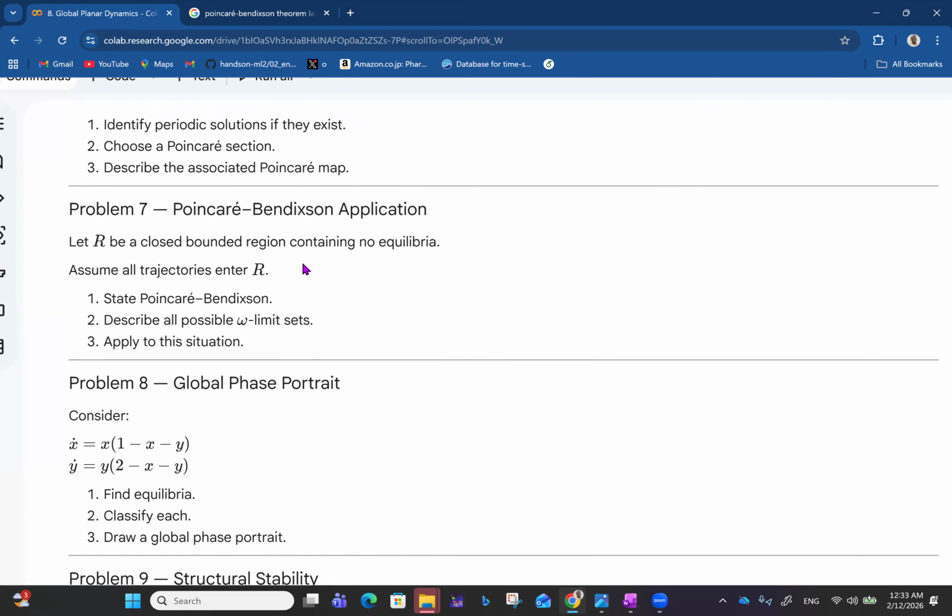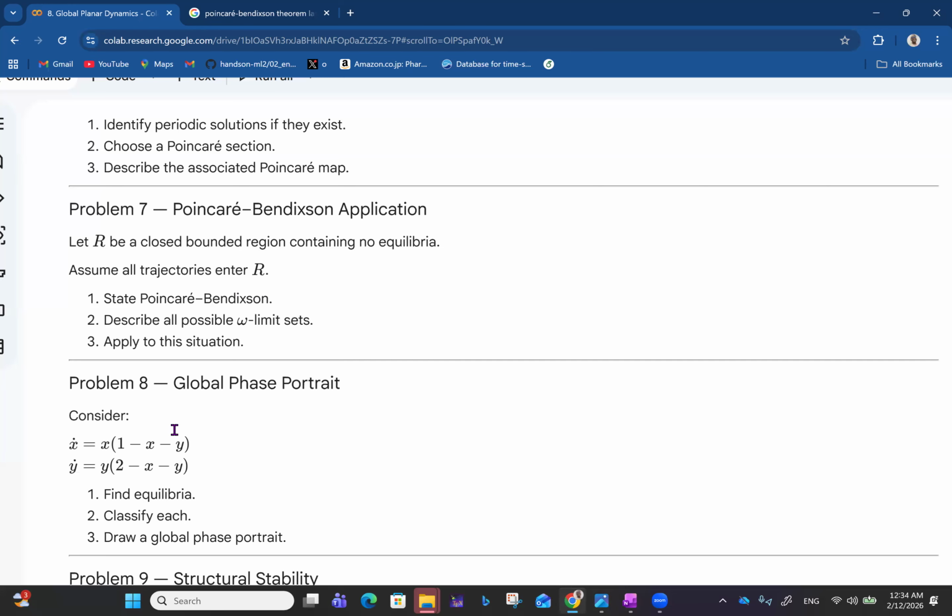Let R be a closed bounded region containing no equilibrium. Assume all trajectories enter R. State Poincaré-Bendixson. It simply tells us that when something is trapped there, it either rests or it takes up a pattern, a behavior that can be understood, right? Because there's no chaos in 2 dimensions. That's the import of the Poincaré-Bendixson application.